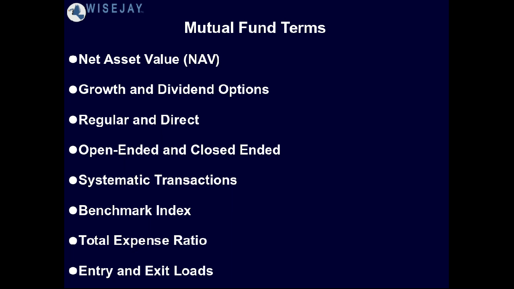Now you understand the different systematic transactions. There are various systematic transactions available in mutual fund: SIP, that is systematic investment plan, SWP, that is systematic withdrawal plan, STP, that is systematic transfer plan, and switch. Now we'll learn about these systematic transactions in detail later.